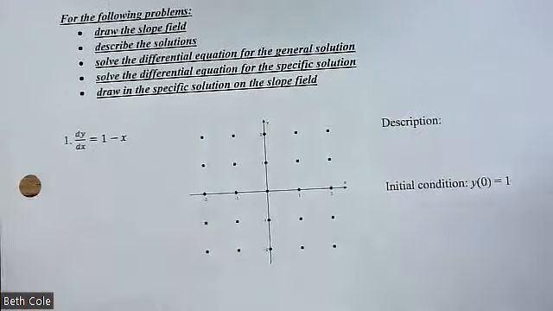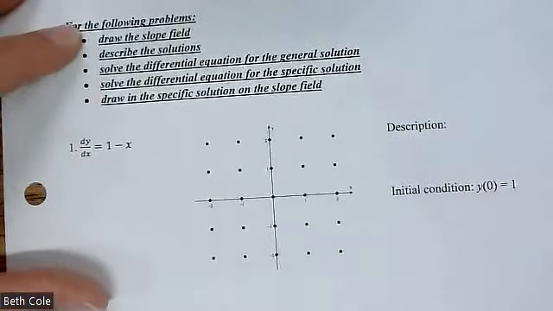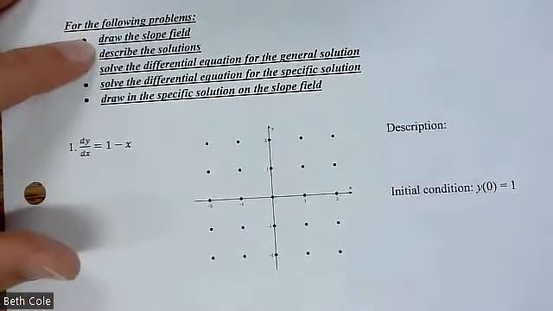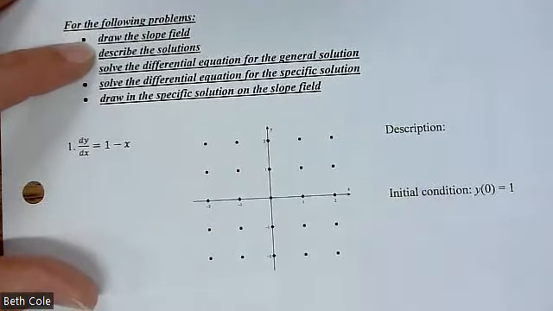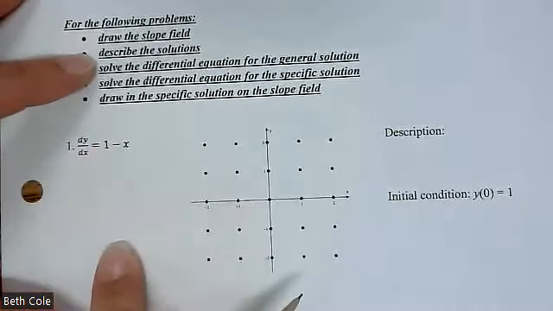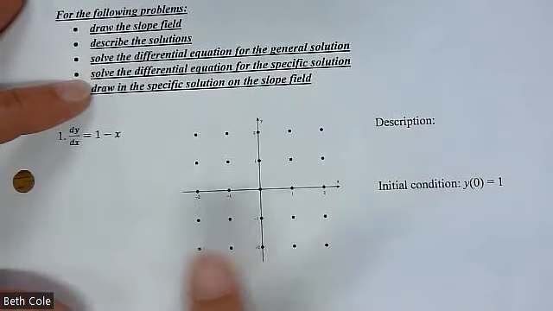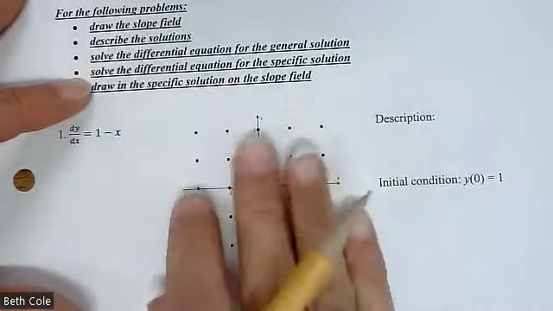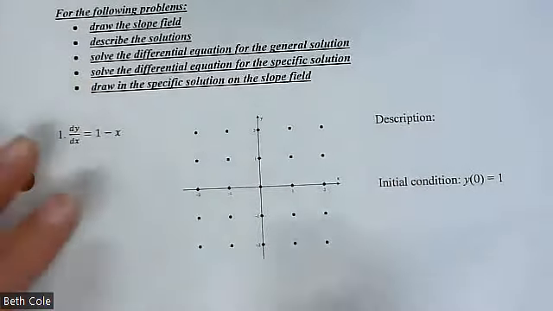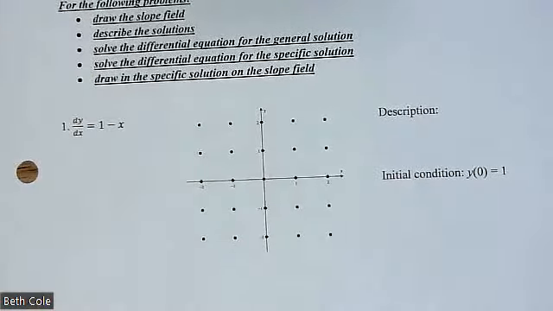Now, I want you to make the connections between the slope field and the differential equation. So we're going to do all these things. We're going to draw it, describe what it looks like, say a few words about what the solutions would look like. We'll solve the differential equation, and then we'll solve it for one particular answer, and we'll find that one particular answer on here, because this is again going to be an infinite number of answers.